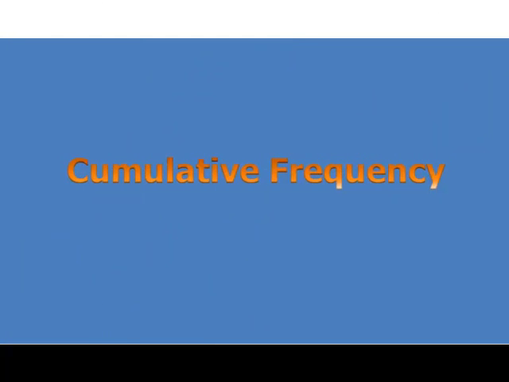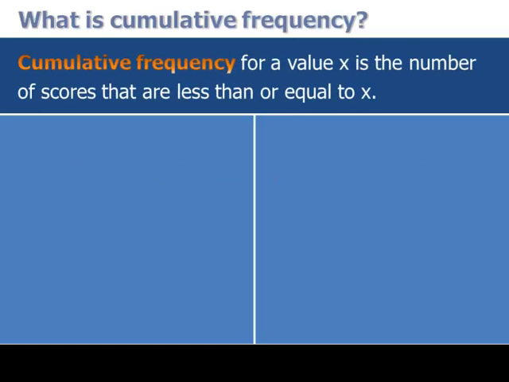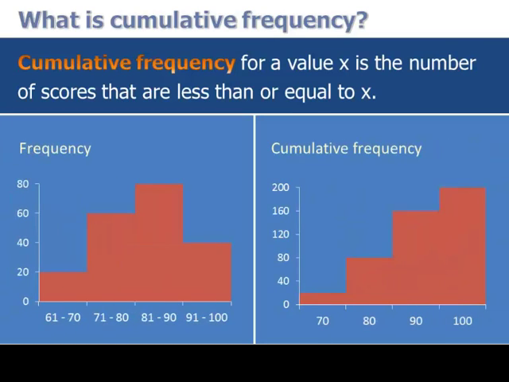Let's talk about what a cumulative frequency is. The cumulative frequency for a value x is the number of scores that are less than or equal to x. These histograms illustrate the difference between frequency and cumulative frequency. Both charts show scores for a test administered to 200 students.